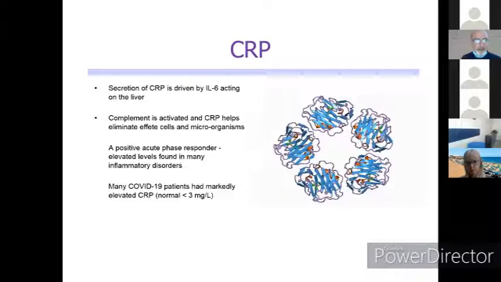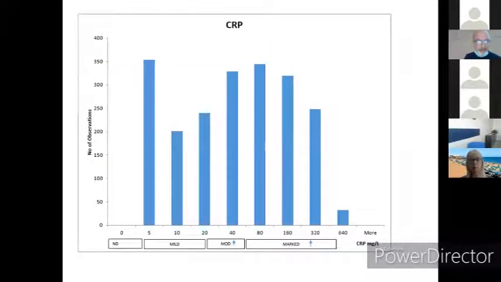And to move on to CRP, now CRP wasn't really repurposed because we know that it's elevated in inflammation and it's an acute phase responder. But we have noticed that many COVID-19 patients had very markedly elevated CRP levels. It's driven by IL-6, of course. And here is, again, a nice frequency distribution. I was going to say I plotted it, actually, but I'd be lying.